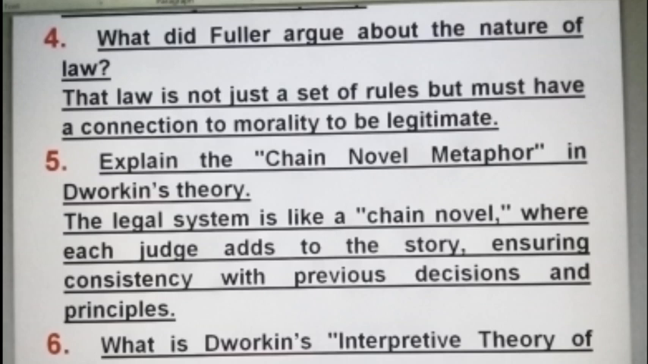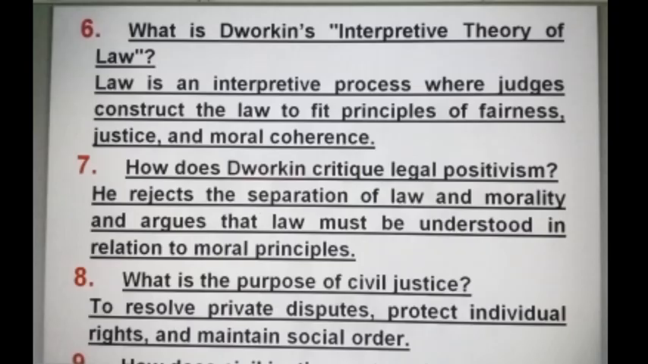Explain the chain novel metaphor in Dawkins' theory. The legal system is like a chain novel where each judge adds to the story, ensuring consistency with the previous decisions and principles. What is Dawkins' interpretive theory of law? Law is an interpretive process where judges construct the law to fit the principles of fairness, justice, and moral coherence.